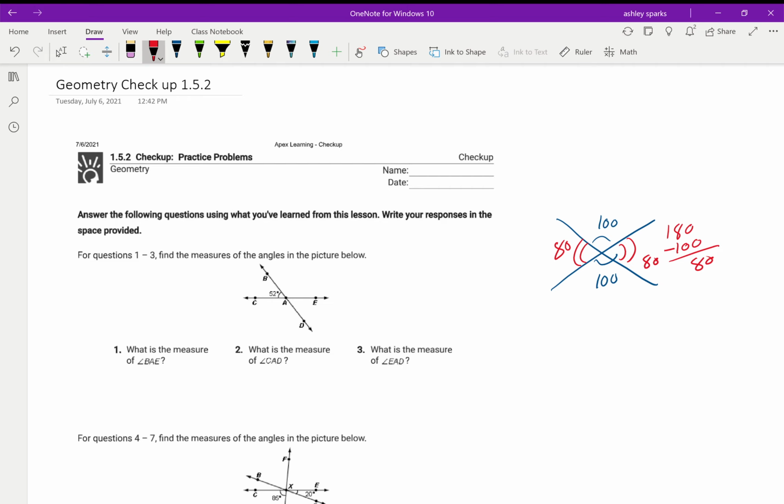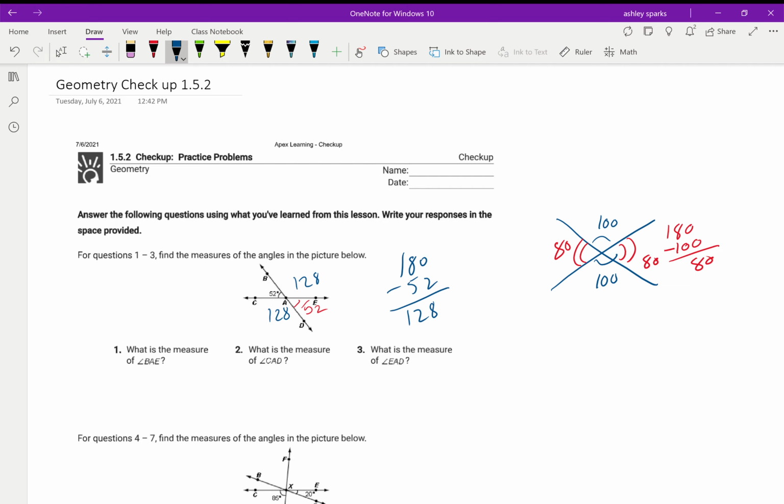So what I would do on a problem like this, quite honestly, is first find my vertical angle. What's across from that 52? Well, it's this side, this DAE. And then how would I find my other two angles? I would have to do 180 minus 52, which means the other two sides are 128. Using that information, I can fill in questions 1 through 3.